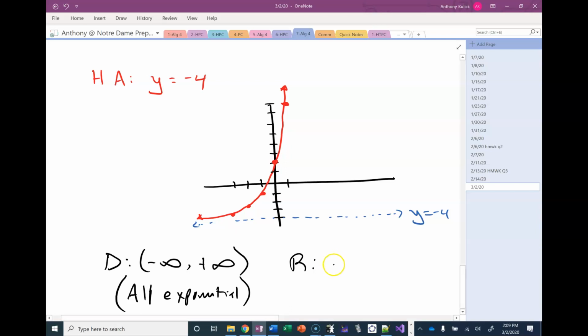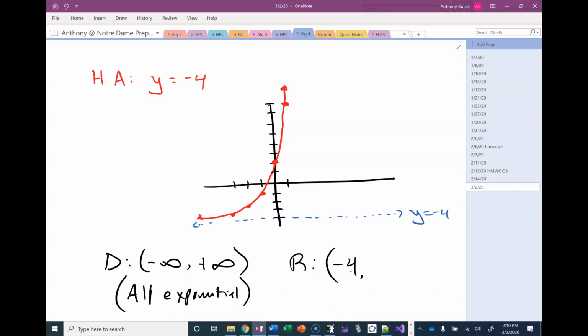Okay. So should I have a bracket on the -4 or should it be a parenthesis? It should be a parenthesis. So what does the parenthesis mean versus the bracket? The parenthesis means that number is not included versus the bracket meaning that number is included.